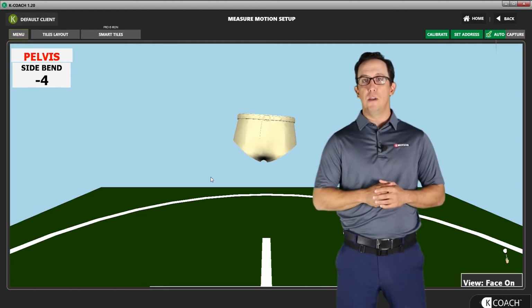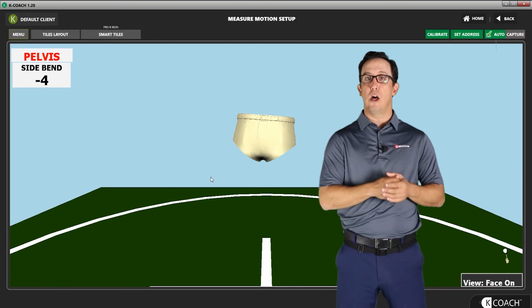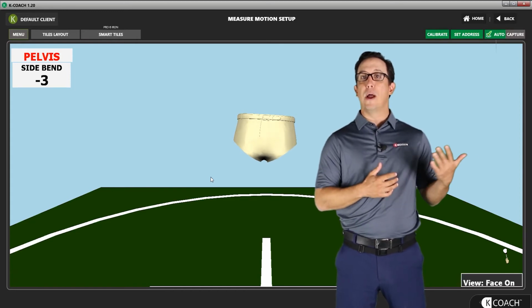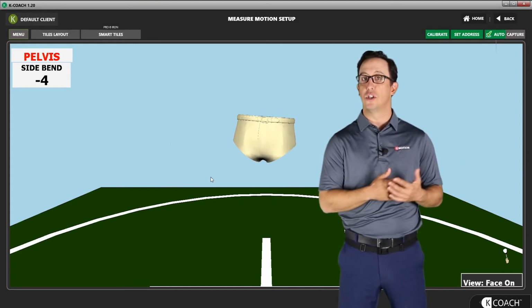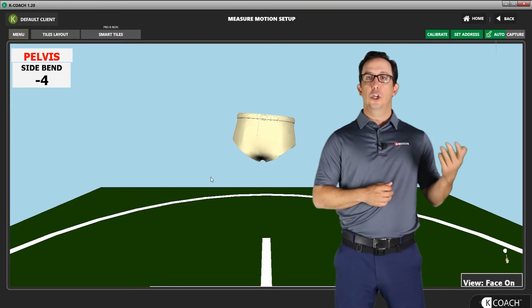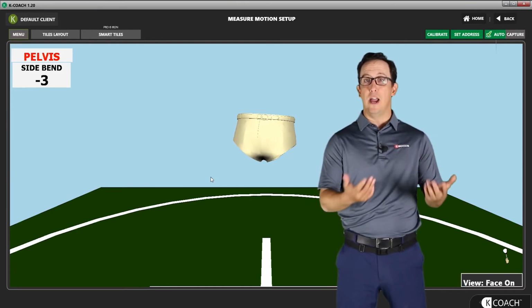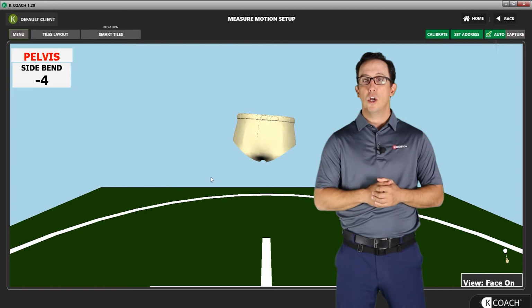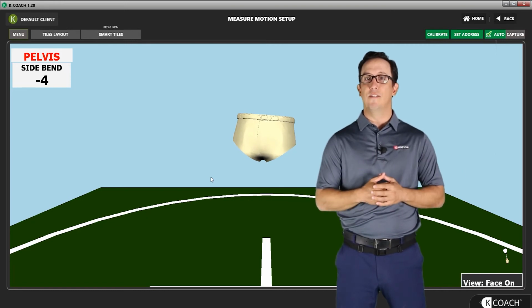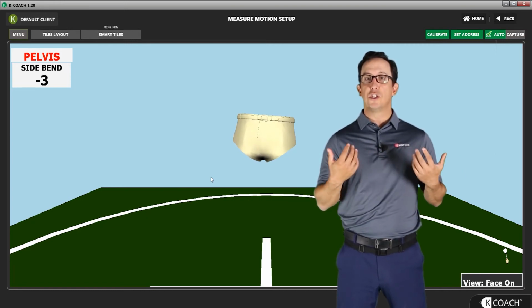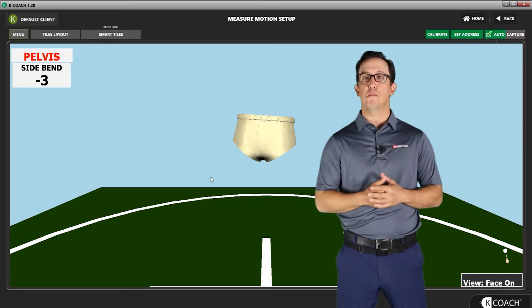You can commonly see pelvis side bend patterns in the pelvis angles graph or by looking at pelvis side bend metrics in the swing summary. Use pelvis side bend activities in the biofeedback portion of your software so you can help train your players and give them a better understanding of what side bend is and how you want them to move it in their golf swing.